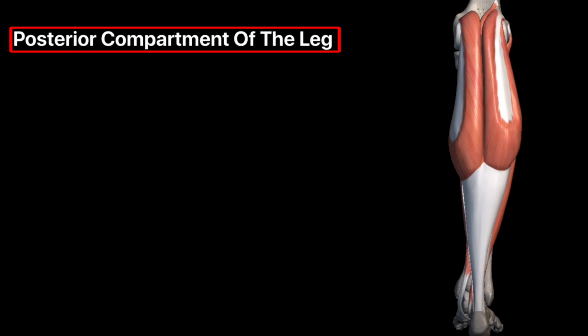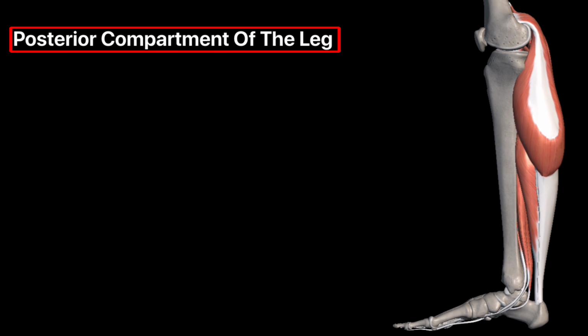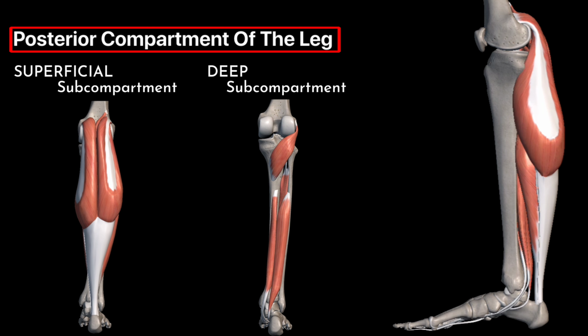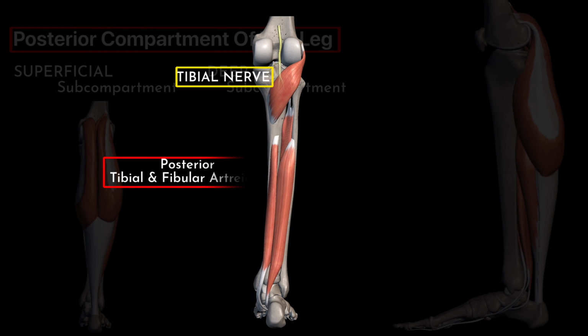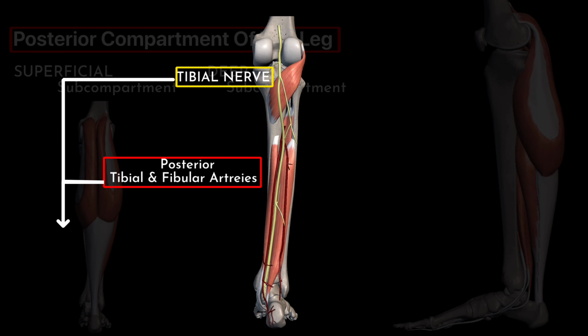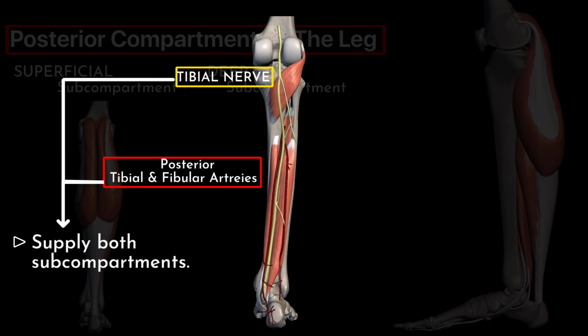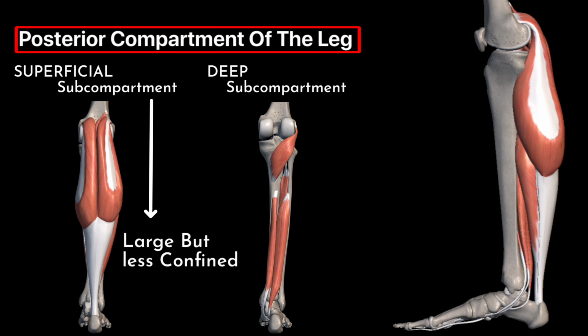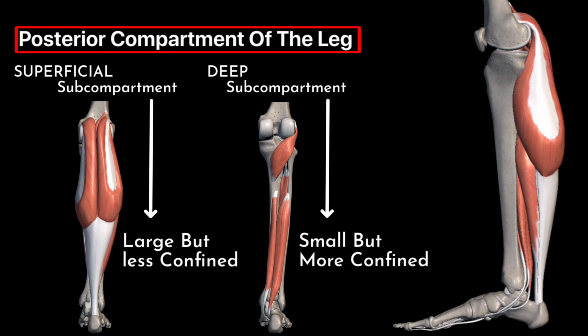So basically, the posterior compartment and the muscles within it are divided into superficial and deep subcompartments by the transverse intermuscular septum. The tibial nerve and posterior tibial and fibular vessels supply both parts of the posterior compartment, but run in the deep subcompartment deep to the transverse intermuscular septum. The superficial subcompartment is large but less confined, while the deep subcompartment is small but more confined.